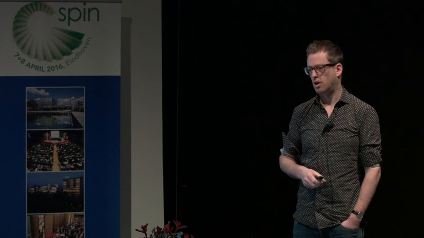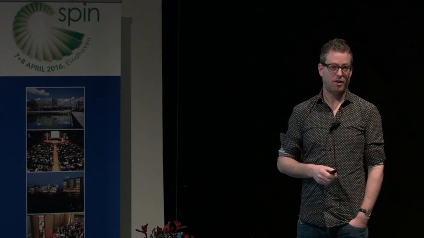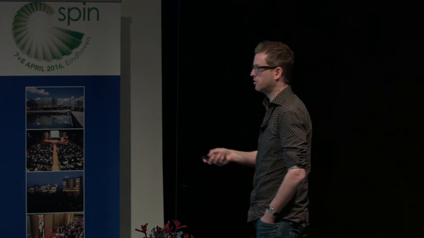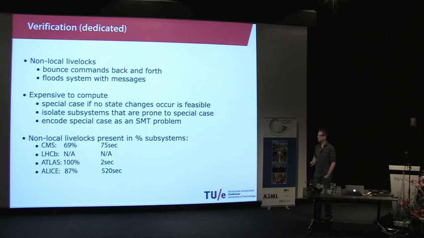For the LHCb, only two subsystems could really be detected, and those two subsystems were simply still too big to compute whether they had these types of non-local livelocks involved. For the ATLAS, there was just one big subsystem that we detected, and this one turned out to have one of these livelocks. And the ALICE system had 15 subsystems, 13 of which had these livelocks. The computation times here were still okay.